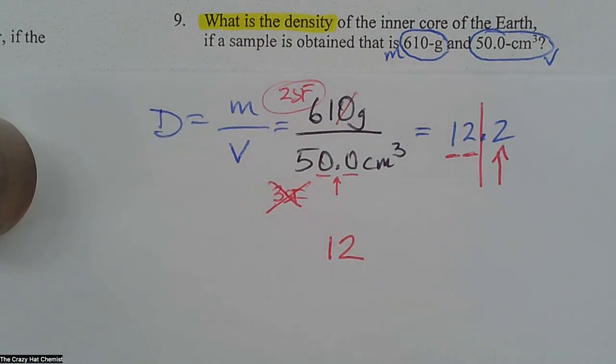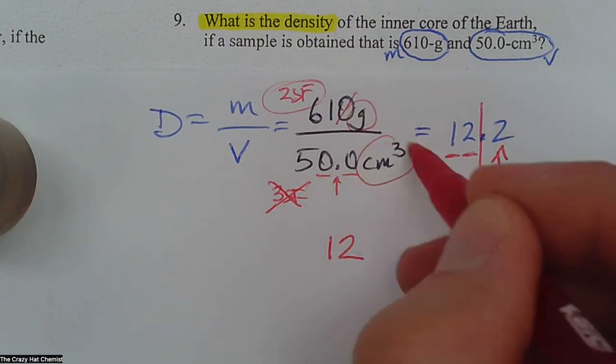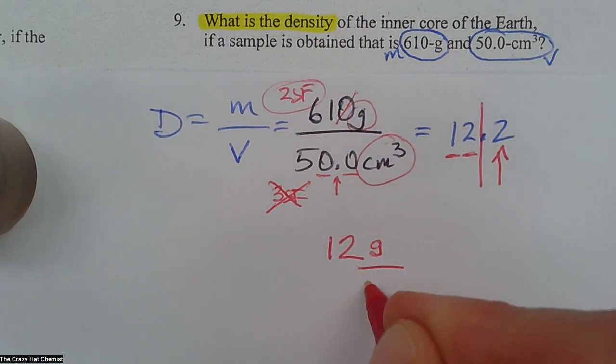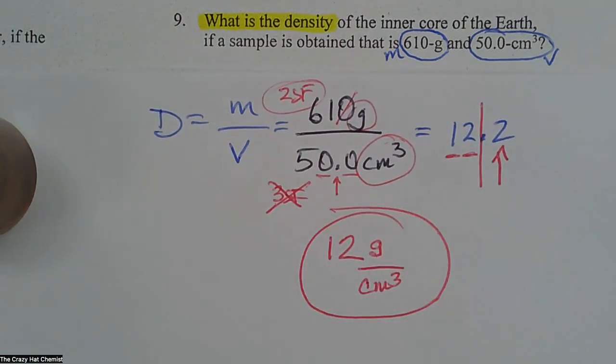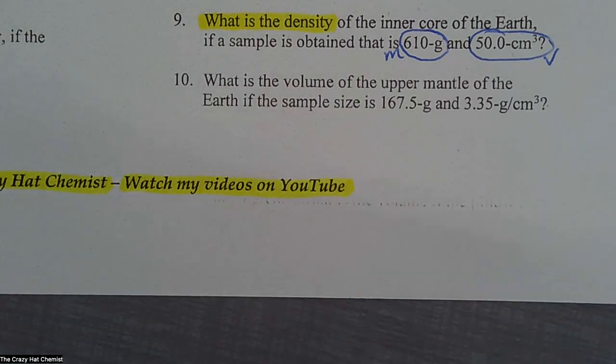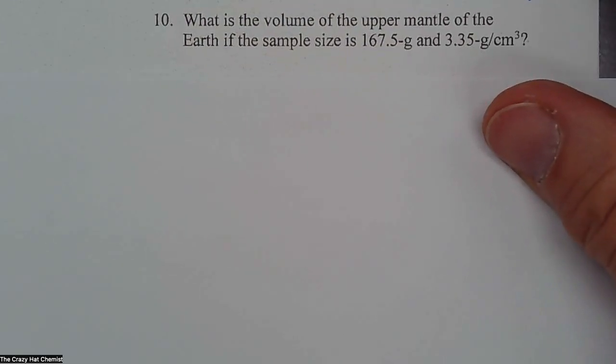And then I need units for density. Units for density are grams per cubic centimeter. Grams per cubic centimeter. All right, fantastic. That's problem number 9. We only have one more problem to do, and I am most certain that you can hang on to just one more problem.